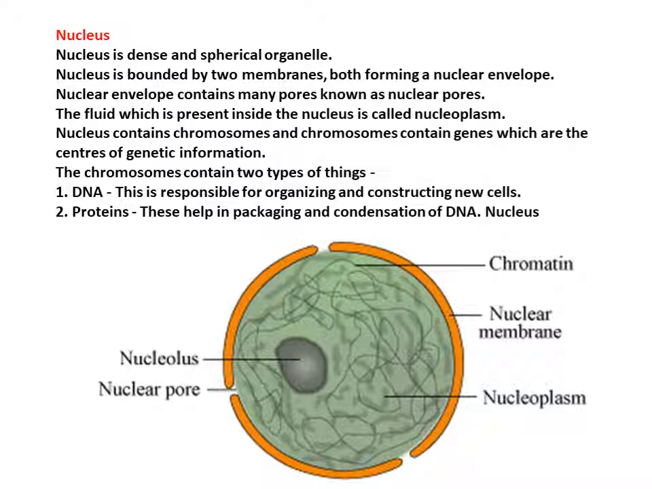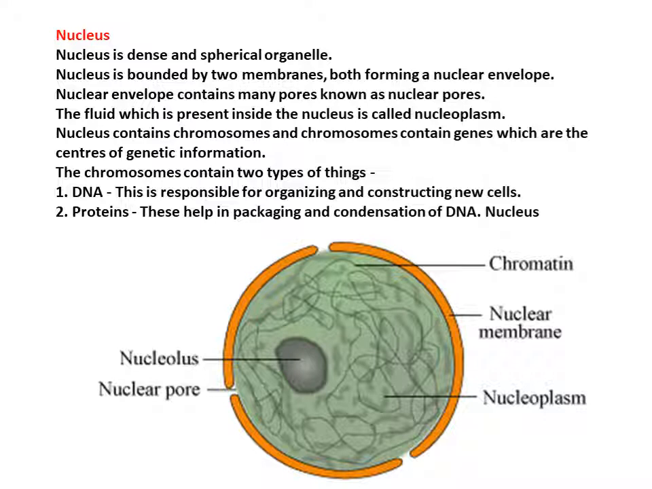The nucleus basically contains chromosomes, and chromosomes contain genes, and you all know that genes are basically the centers of genetic information. They are responsible for inheritance of characters from one generation into another. Now chromosomes basically contain two things: the DNA, which is responsible for organizing and constructing new cells, and proteins, which help in packaging and condensation of DNA.